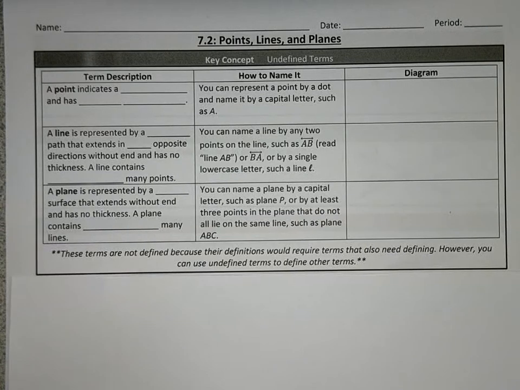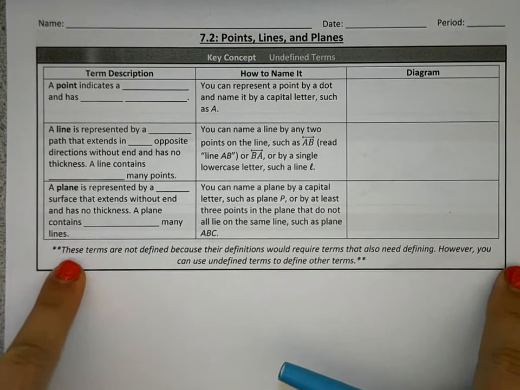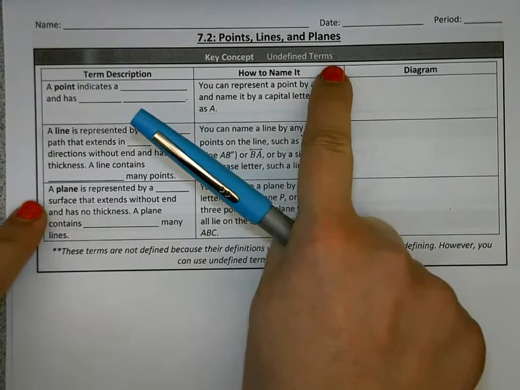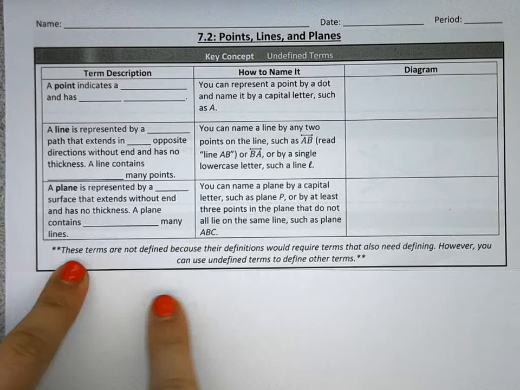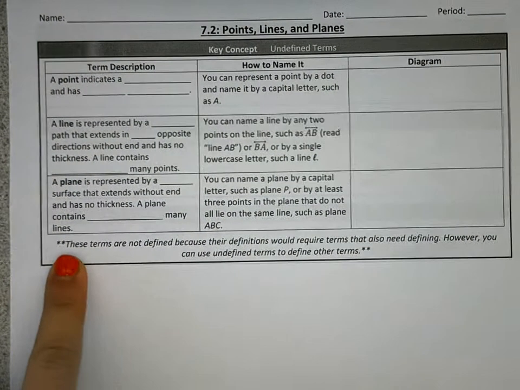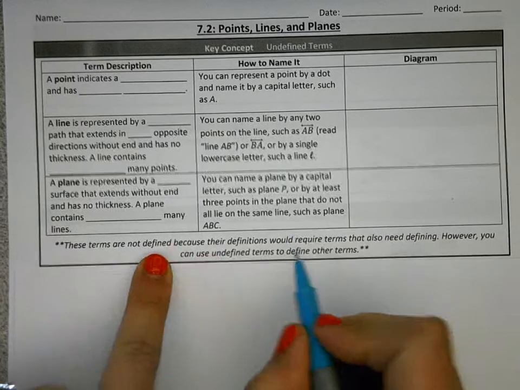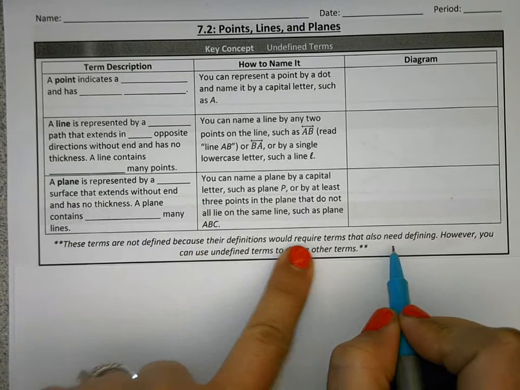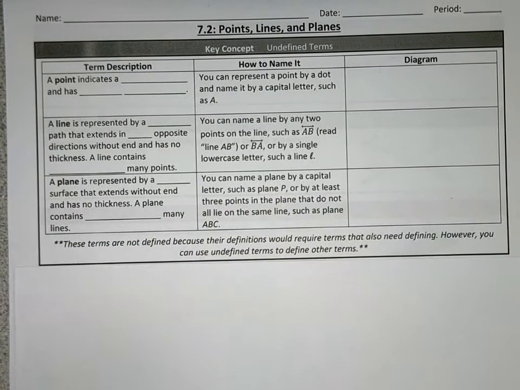Points, lines, and planes. I want you guys to pay attention to the bottom right here first. Points, lines, and planes are called undefined terms. So the top of the box says undefined terms. And then the reason why is down here. So we're going to read that first. These terms are not defined because their definition would require terms that also need defining. So basically, when we're defining a point, a line, and a plane, there are too many terms in the definitions that require further definition. Does that make sense?